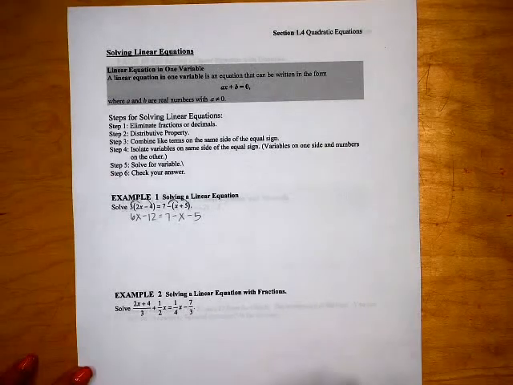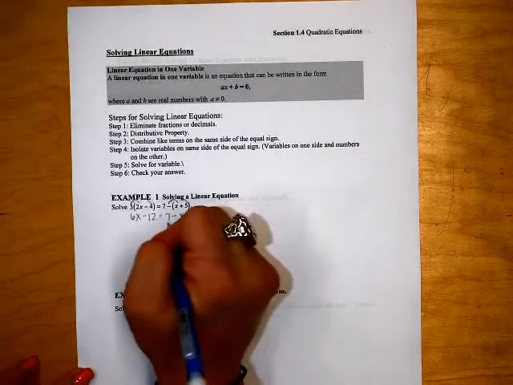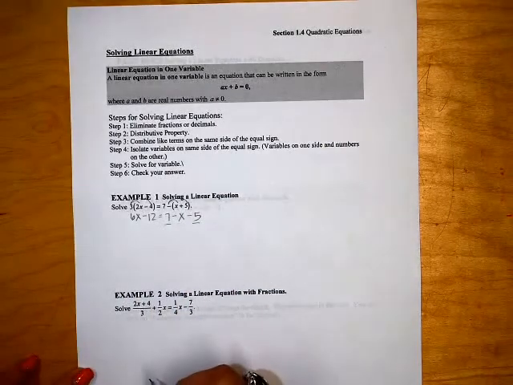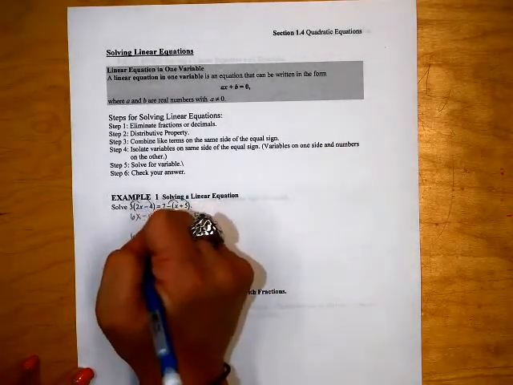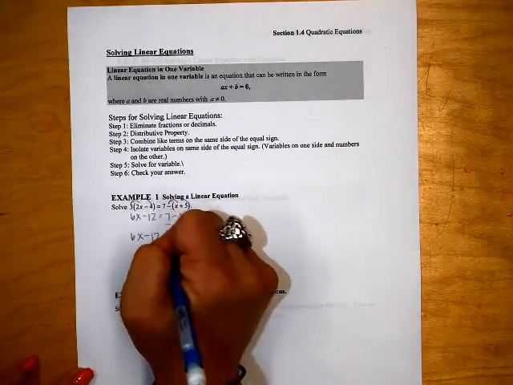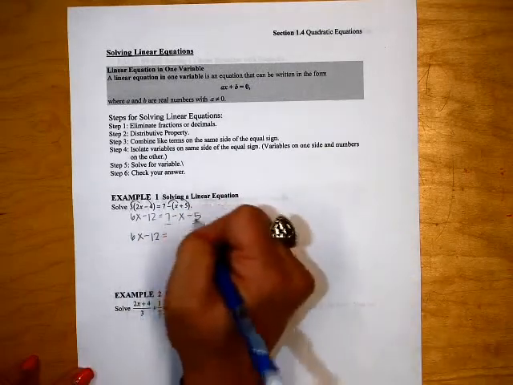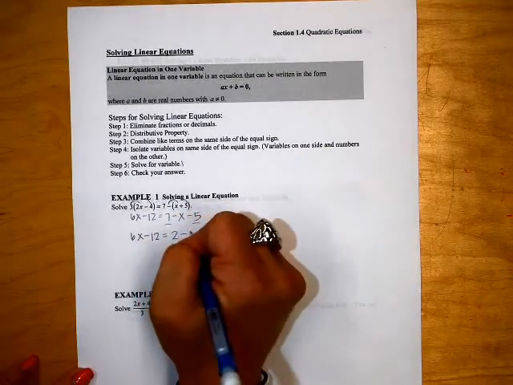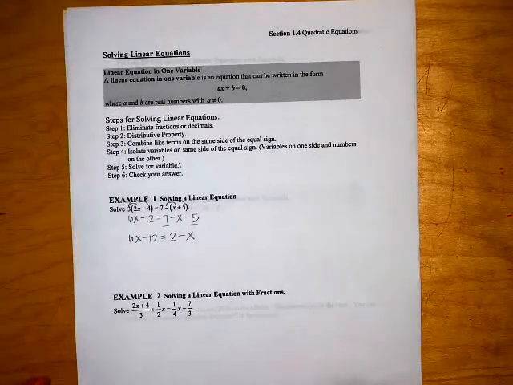And then again, that takes us to step 3, which is combine like terms on the same side of the equal sign. 6x minus 12 are not like terms, but on the right side we have 7 minus 5, so we want to go ahead and combine those. So we get 6x minus 12 equals 7 minus 5, which is 2, minus x. Now we want to isolate the variables on the same side of the equal sign, so we want x's on one side and numbers on the other.